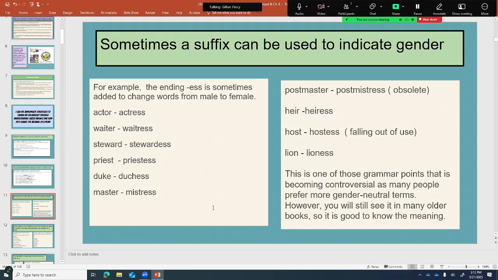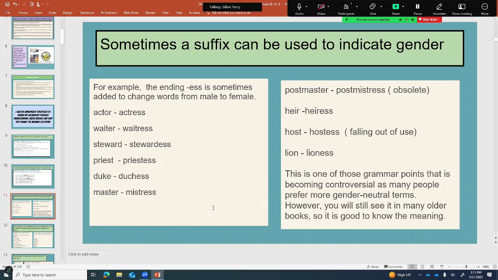That changes a little bit there. Master goes to mistress. Postmaster to postmistress. I wrote obsolete. We generally wouldn't use that particular phraseology these days. Heir to heiress. Heir is somebody who inherits a whole bunch of money.